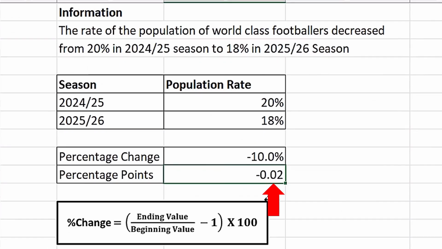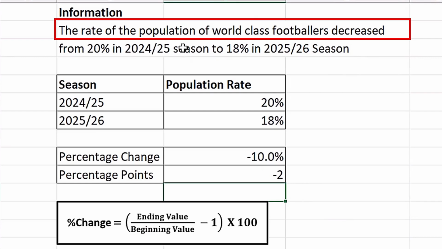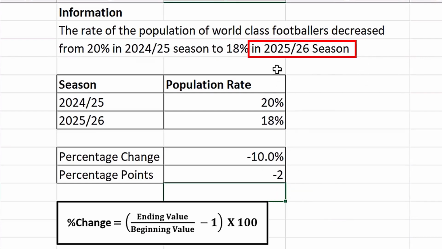Now after doing that, we need to multiply it by 100. So I'm going to hit the F2 key, and then put this one in brackets, open bracket, and then close the bracket. Then I click here, and times 100. When I hit enter, you can now see that we are getting negative 2 percentage points without the percentage symbol. So this means the rate of the population of world-class footballers decreased by 2 percentage points in the 2025-2026 season. So you can see the difference between percentage change and percentage point.